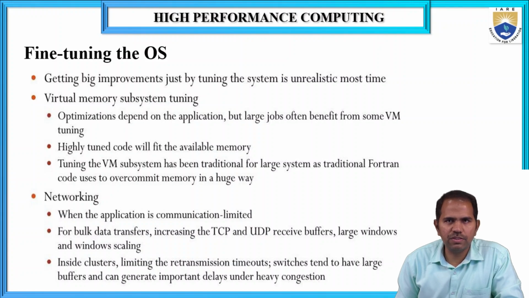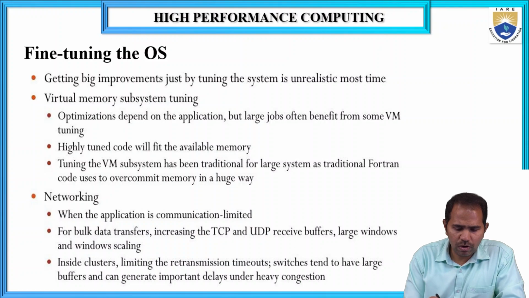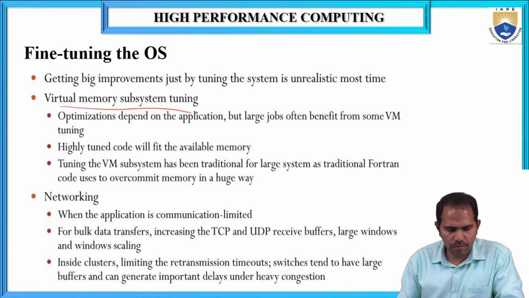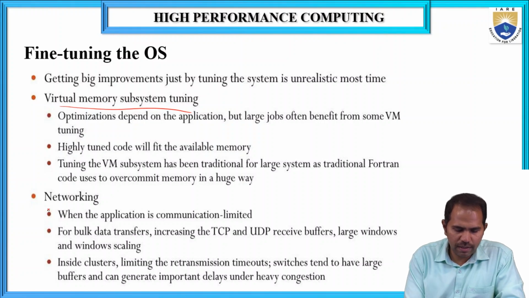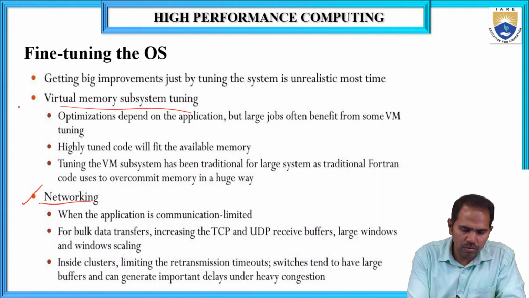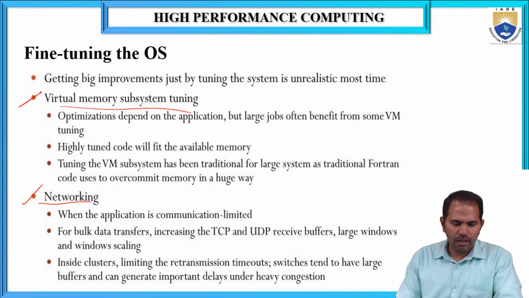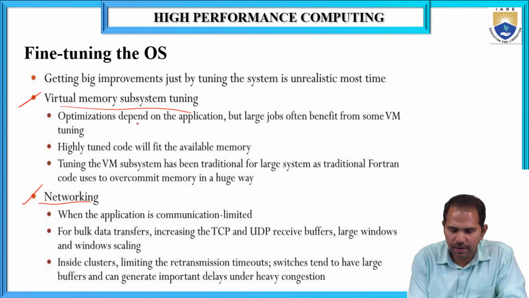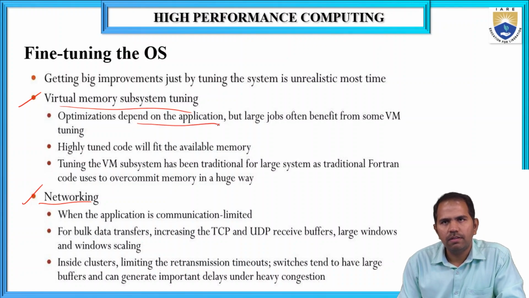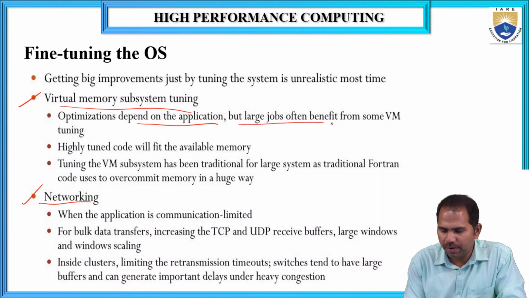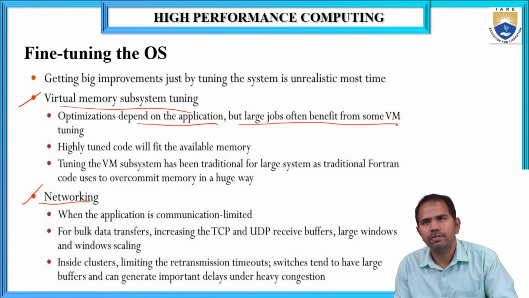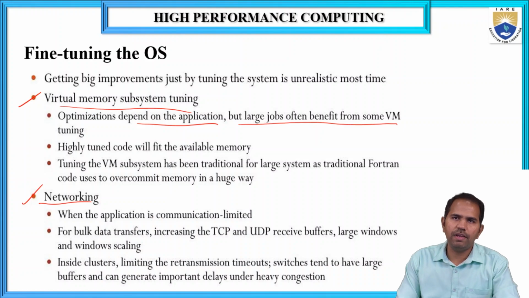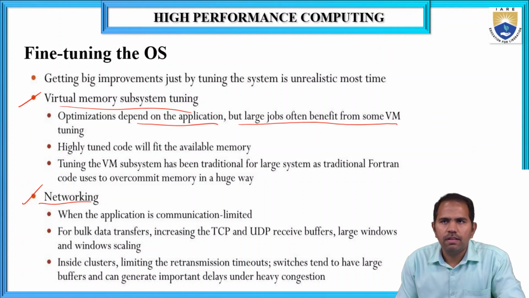In tuning the operating system, it has to be done to produce high throughput. One is virtual memory subsystem tuning. The other thing is networking. You have to tune two things: the VM subsystem and the networking. Virtual memory tuning is an optimization that depends on the applications. But large jobs often benefit from some virtual memory tuning. So most of the jobs benefit from virtual memory tuning.